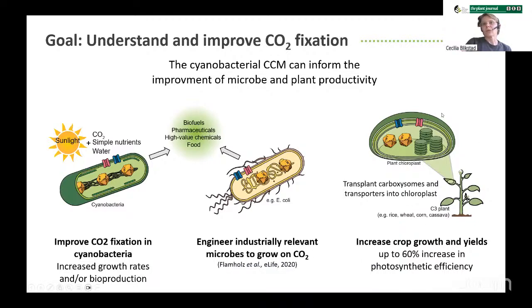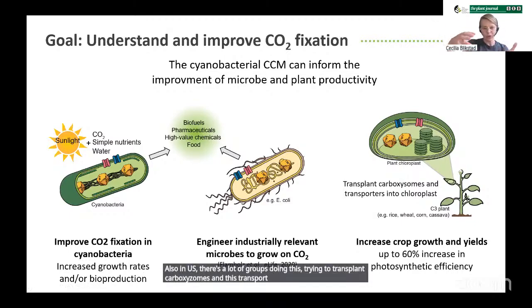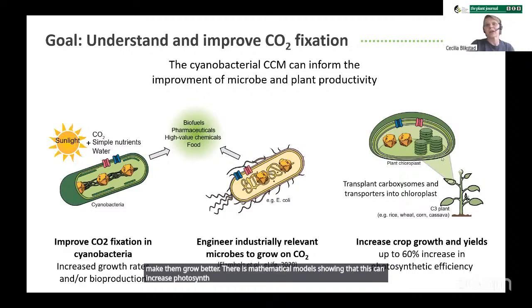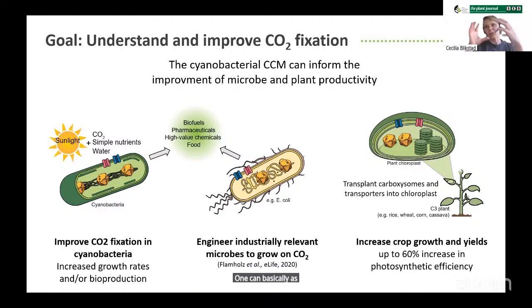Then there is also ongoing work where groups in both Australia and the UK, and also in the US, there are a lot of groups doing this, are trying to transplant carboxysomes and this transporter into C3 crops to make them grow better. There are mathematical models showing that this can increase photosynthetic efficiency quite dramatically if we manage. And today one can basically assemble carboxysome structures, but some of the parts are still missing.